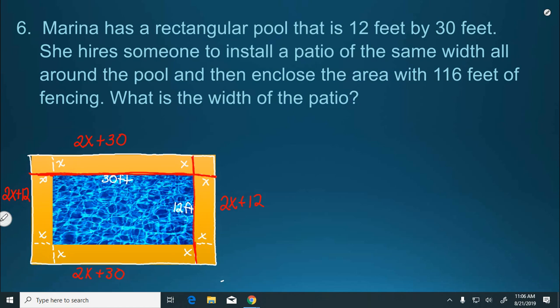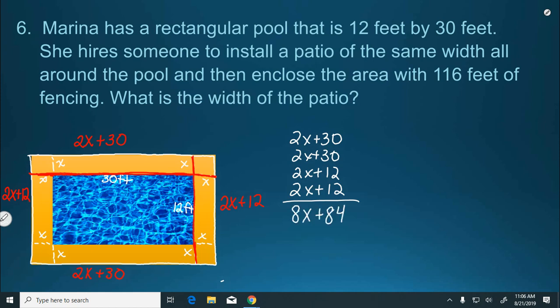All 4 sides added together give me 2x plus 30, 2x plus 30, 2x plus 12, 2x plus 12. Adding those up, we get 30 and 30 is 60, 12 and 12 is 24, so that's 84. 2, 4, 6, and 8 x's. So my equation is 8x plus 84 equals 116. And now we can start to solve. We start by subtracting 84 from both sides.